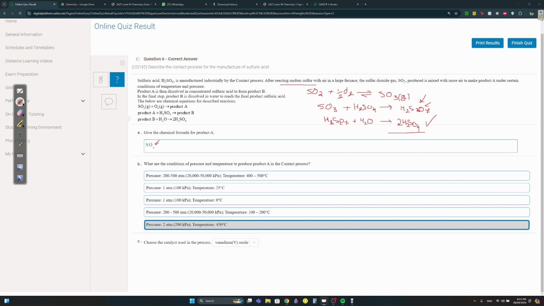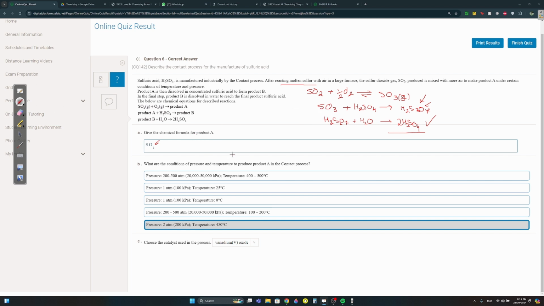Okay, there you go. But why didn't you just react SO3 with water here and get H2SO4? Because if you react sulfur trioxide with water, you get a very exothermic and dangerous reaction that bubbles and explodes, okay? So that's why you do this extra step.